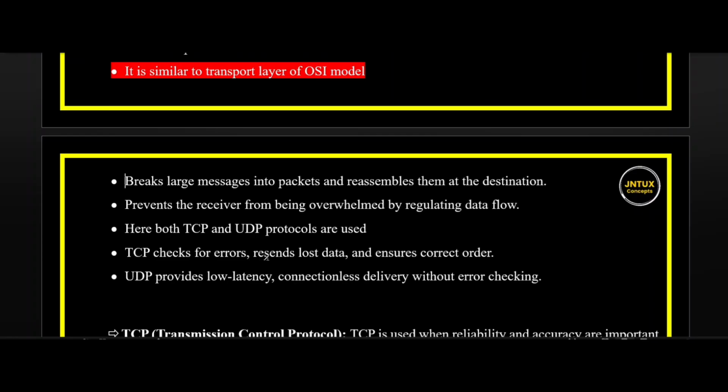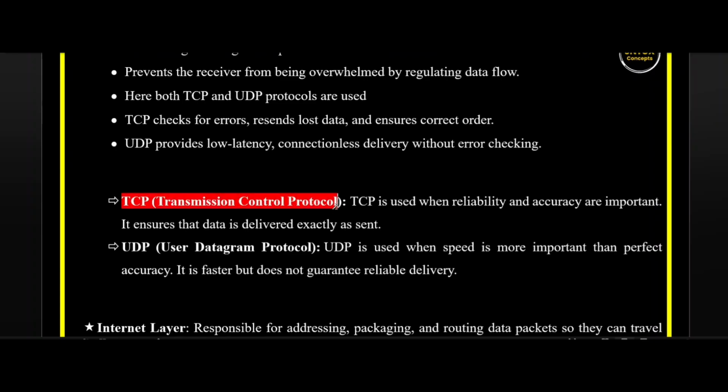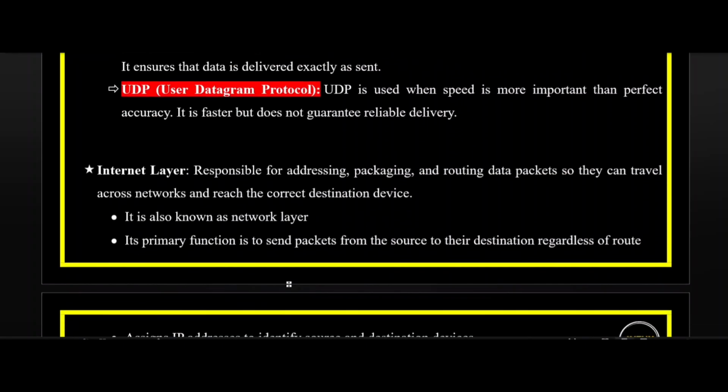TCP checks for errors, resends lost data, and ensures correct order. UDP provides low latency, connectionless delivery without error checking. TCP stands for Transmission Control Protocol. TCP is used when reliability and accuracy are more important. It ensures that data is delivered exactly as sent. Meanwhile, UDP stands for User Datagram Protocol. It is used when speed is more important than perfect accuracy. It is faster but does not guarantee reliable delivery of data.